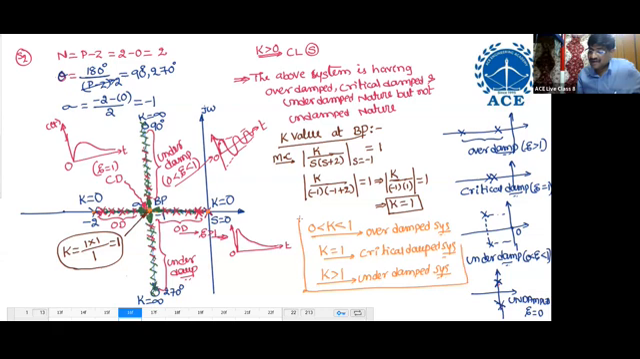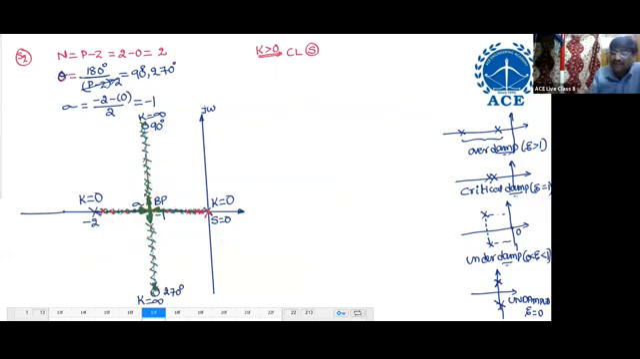Like this, you have to identify the range of K value for different natures of the systems. Even if you have any doubt, substitute these values and you will get the same nature. For example, K equal to 1, the system should be critical damped.